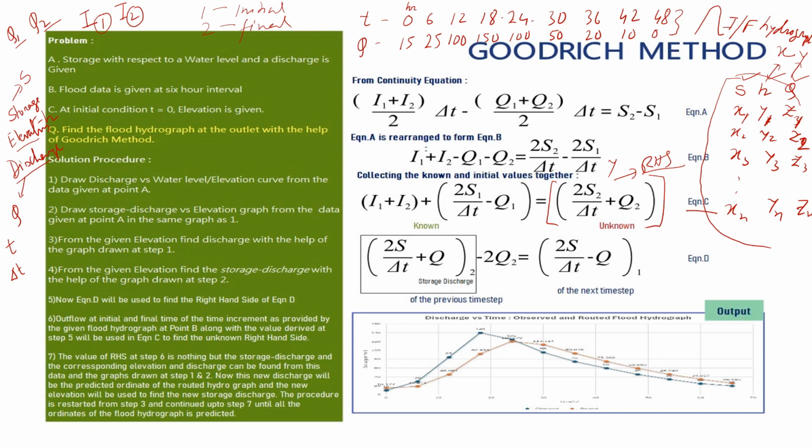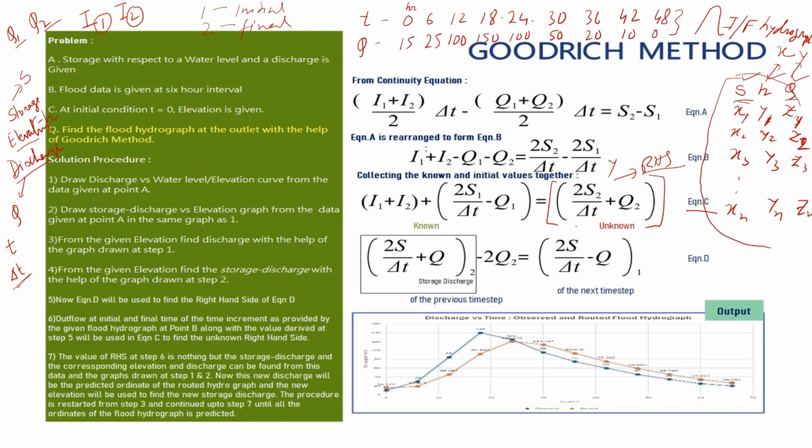It is 2H2 by del T plus Q2. H2 is the storage and Q2 is the outflow, and del T is the time period. Here 0 to 6 hours is the time period, the time increment basically. I have already discussed del T. So 6 hours in this case is the time period. So everything is available, and you can easily find 2H2 by del T plus Q2.